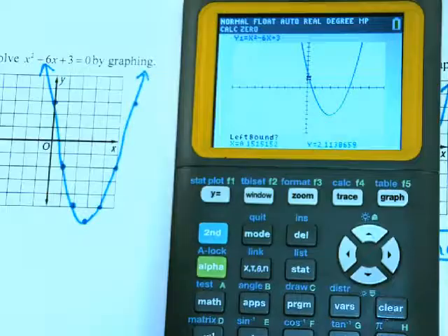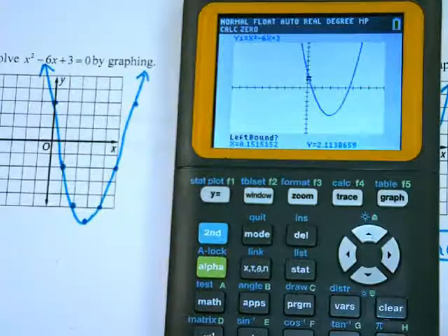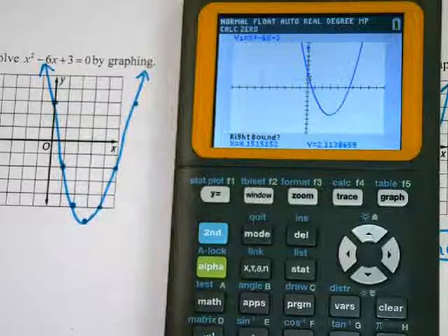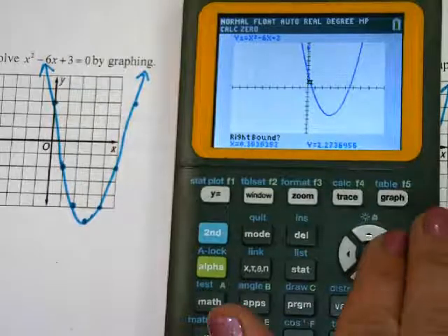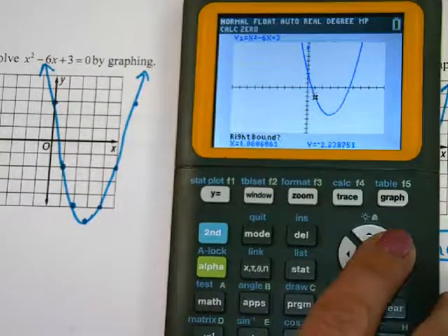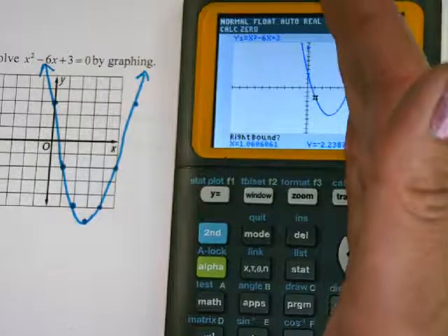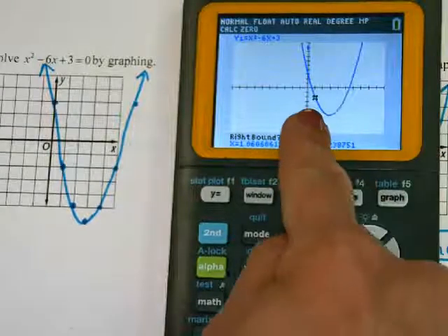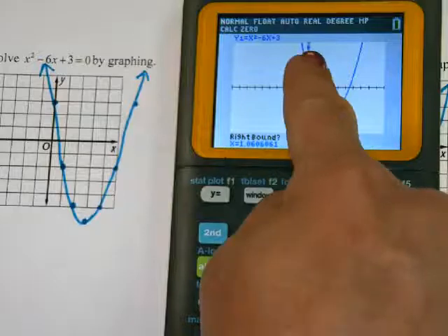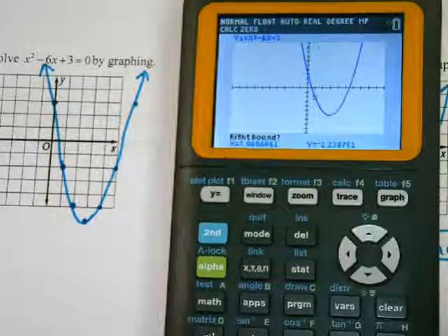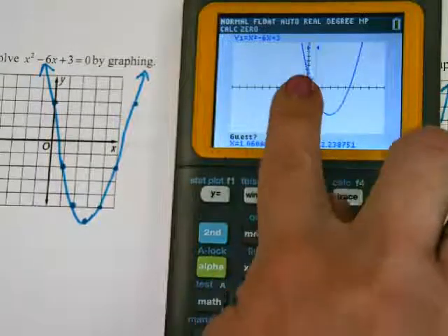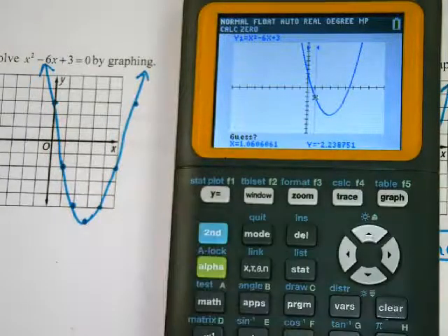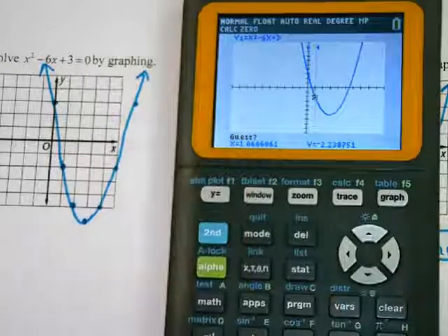Okay, so this guy's opening up. I want my spider above it. And then it asks me the right bound, and I'm going to say to the right-hand side of it. So I need to be below. See how I put 2 little dotted lines in there? I'm saying somewhere in between there, it crosses my x-axis. And then the calculator says, do you want me to guess? Yes, please.